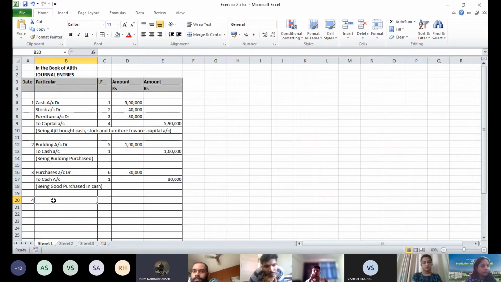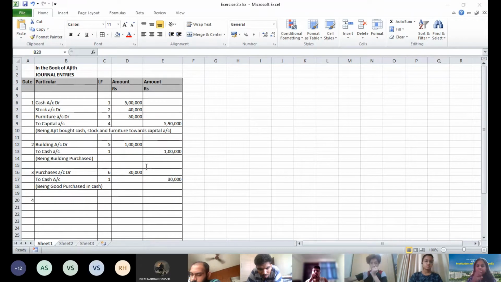So next one. Yes, please tell me. Why aren't we counting building in purchases? Why are we mentioning it separately? Building is an asset. Assets will be mentioned in your transaction. Furniture, building, all are your assets. Interest on capital is a particular aspect, and all those aspects will be mentioned.